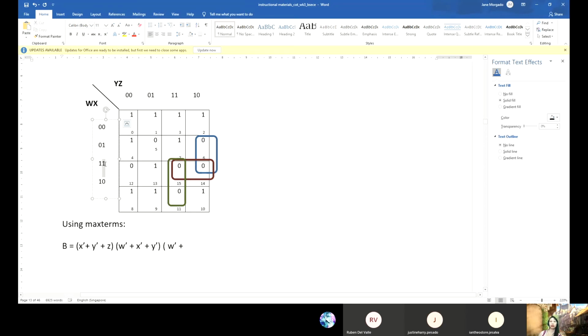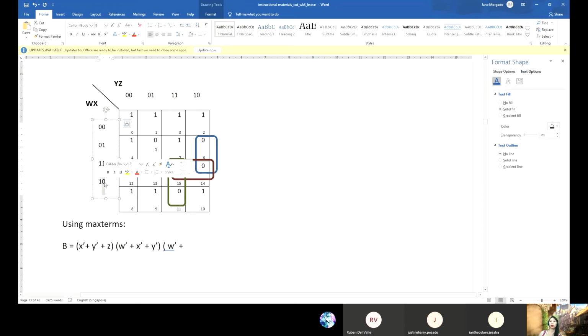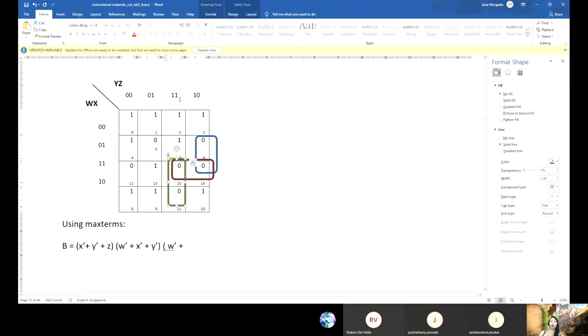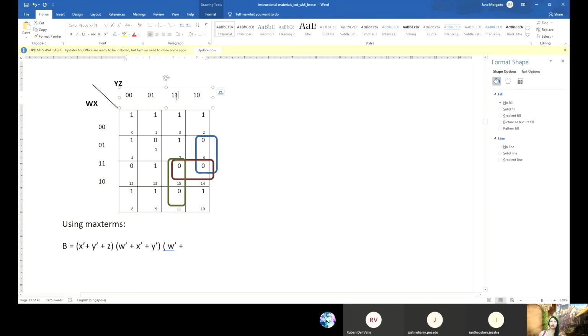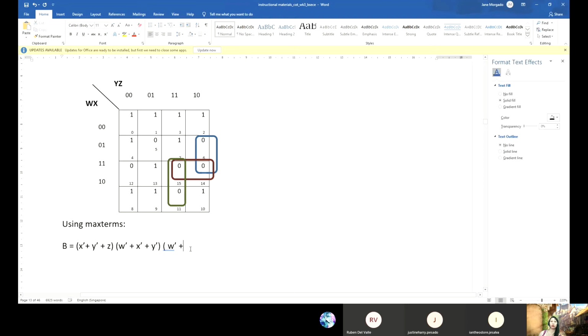So with respect to x, 1, 0. So x is eliminated. Okay, so with respect to yz, we only have one value, which is y is 1, z is 1. So since y is 1, we will write y prime plus z prime. What else? So we have two remaining, so this will be left alone in a group, and this one.